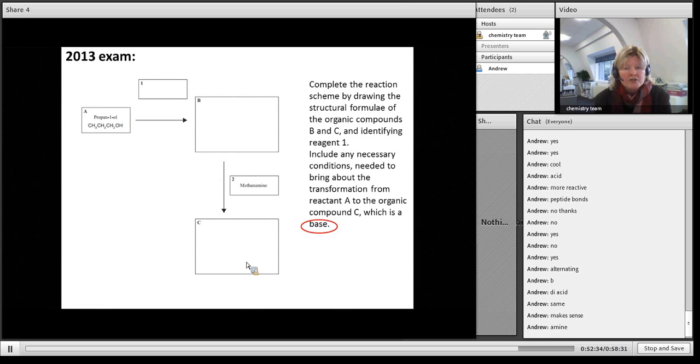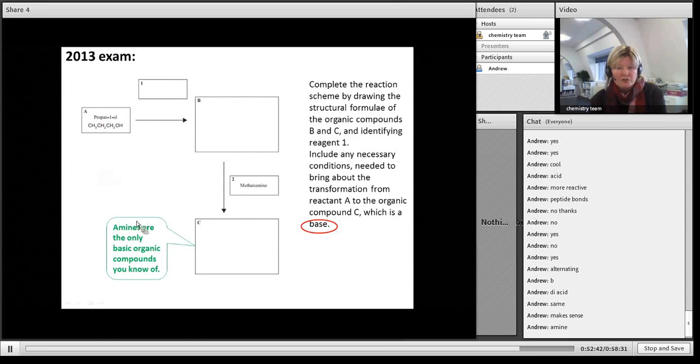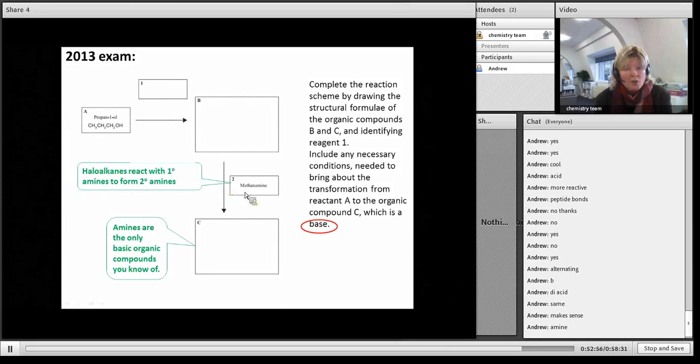An amine. So you know that compound C is an amine, and that's immediately information you can use to work out where to get to. How do I form an amine? I could form an amine by treating a haloalkane with ammonia, or a haloalkane with a primary amine. So the very fact that it says a primary amine here means I'm forming a secondary amine, and I wouldn't be forming an amide, because an amide is not basic.